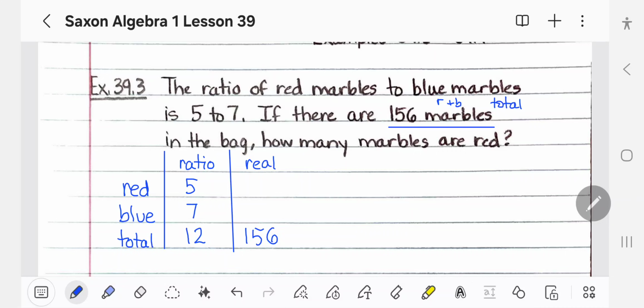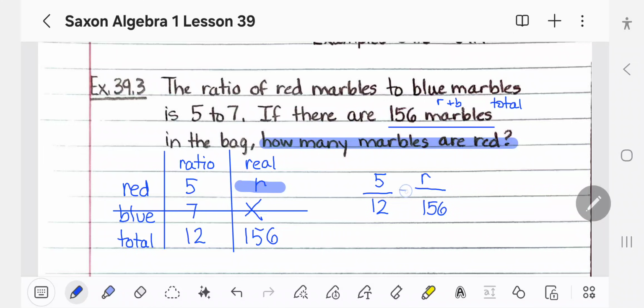Now, what do I need here? It says how many marbles are red. So what they're really wanting is this number here. They're not even asking us for this number, so I really don't even need to know this right now. I could set up a new ratio and say that 5 out of every 12 marbles are red. And then I can use that to say, how many of the marbles are red out of 156. And those have to be the same ratio.